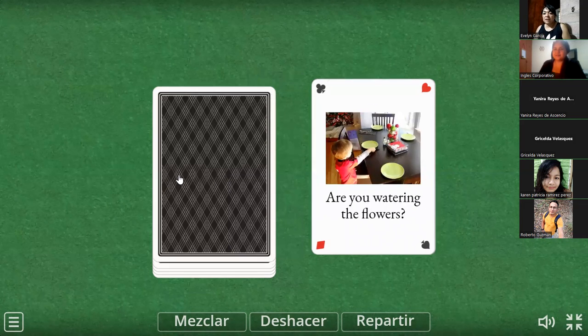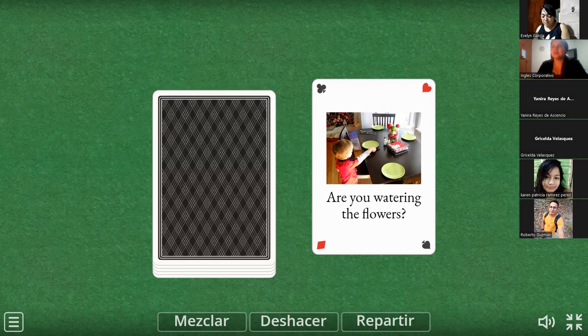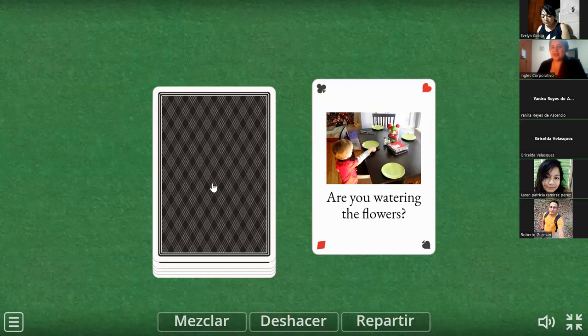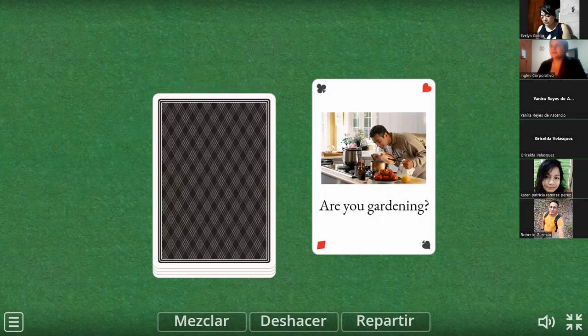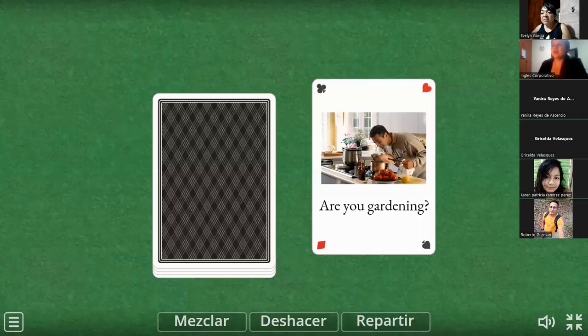Okay, Xiomara, are you watering the flowers? No, I am not watering the flowers. O sí, no. Está señalando, ¿verdad? No, I'm not watering the flowers. Pero no sé qué es lo que está haciendo realmente. Está organizando la mesa, ¿ok? I am organizing the table. I am organizing the table. Okay. Diana Carolina, are you gardening? Are you gardening?